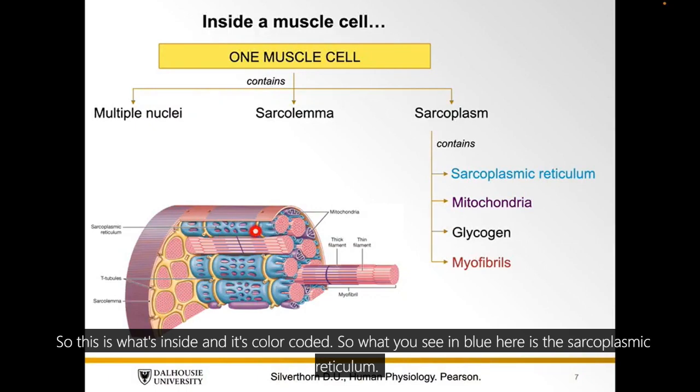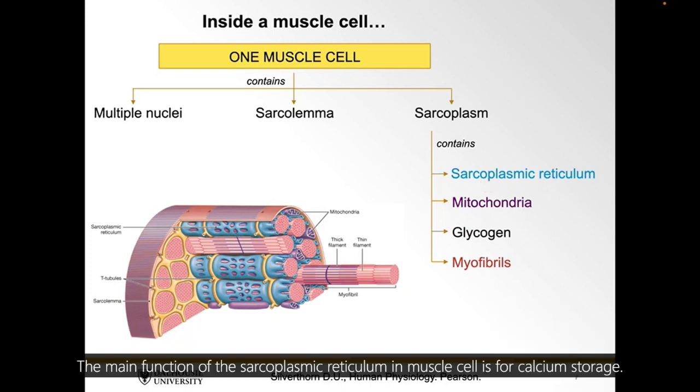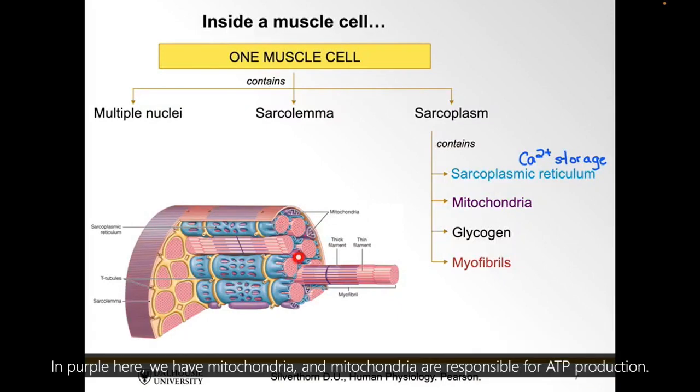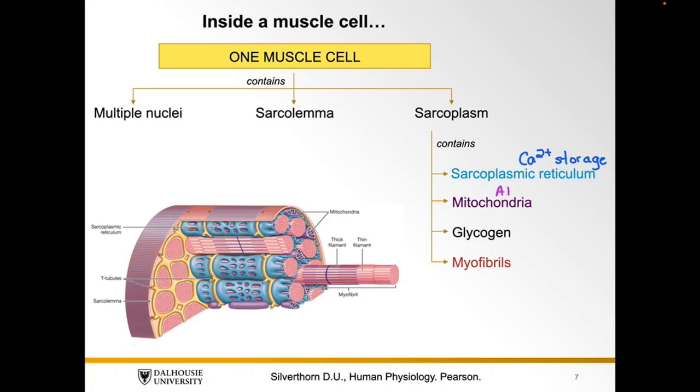So what you see in blue here is the sarcoplasmic reticulum. The main function of the sarcoplasmic reticulum in muscle cell is for calcium storage. So inside the sarcoplasmic reticulum, there's really high concentration of calcium, and we'll see how that's important for muscle contraction. In purple here, we have mitochondria. And mitochondria are responsible for ATP production.